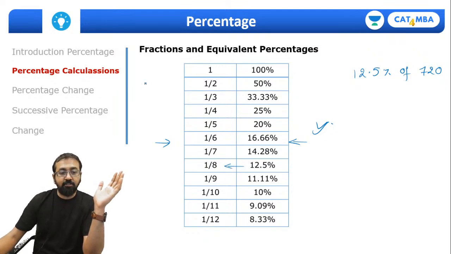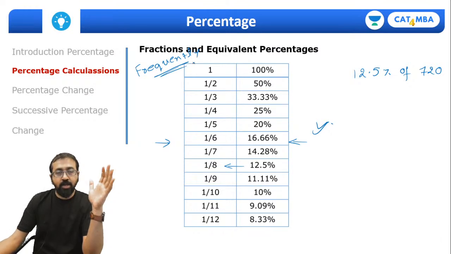Guys, these particular fractions and equivalent percentages are frequently used. Okay, you will understand this part soon. So that's why I'll specifically ask you to remember these many fractions and equivalent percentages. Are we clear? Right. So, 12.5% is equivalent to 1 by 8.